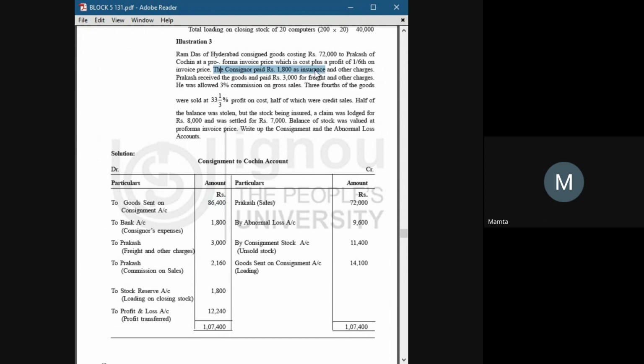The consigner paid 1,800 as insurance and other charges. So the entry for the same would be consignment account debit to bank account, because it is the consigner's expense, 1,800. We have mentioned it here. Now, Prakash received the goods and paid 3,000 for freight. The entry would be consignment account debit to Prakash, because we need to pay it to Prakash too. Consignment account debit to Prakash, 3,000.